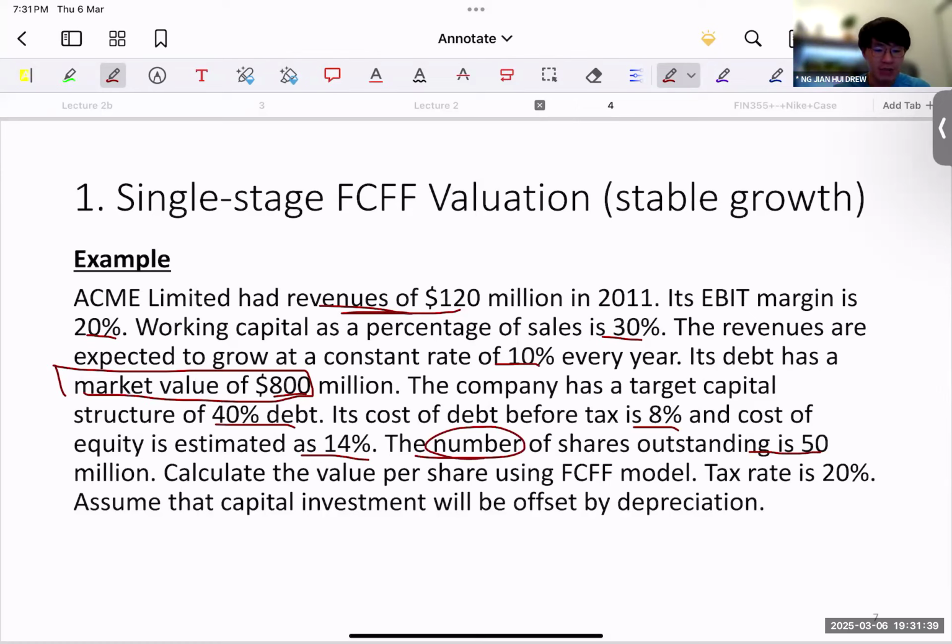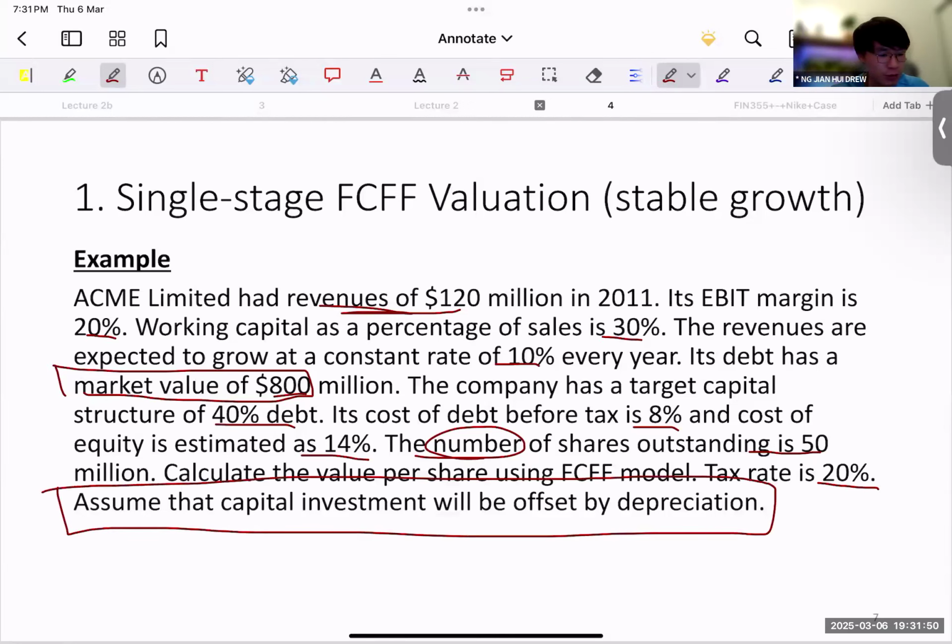Calculate the value per share using the FCFF model. Tax rate is 20%, assuming capital investment will offset depreciation. This is very important. Okay, I'm just going to put 2 stars here. Anyone can explain what this means in simple terms? Capital investment will be offset by depreciation.